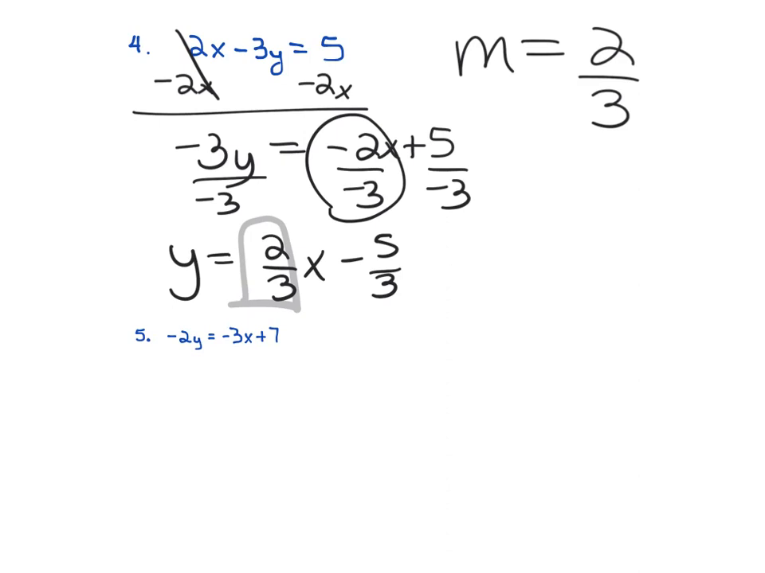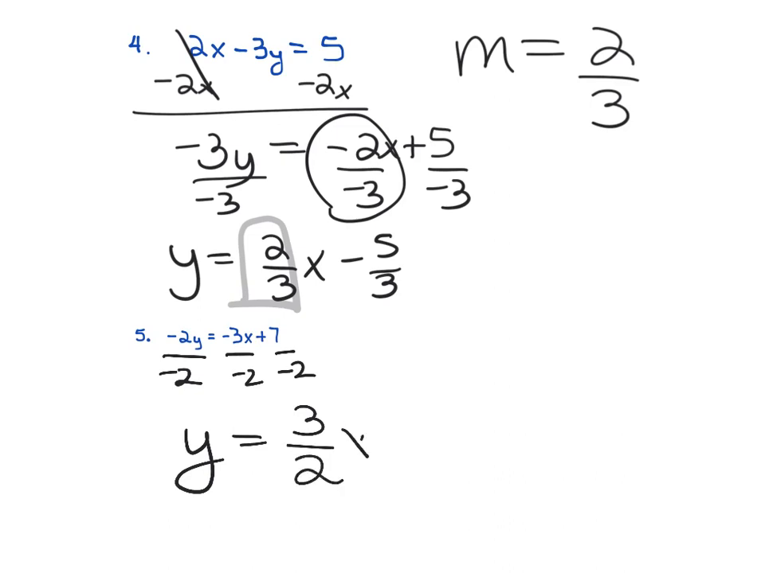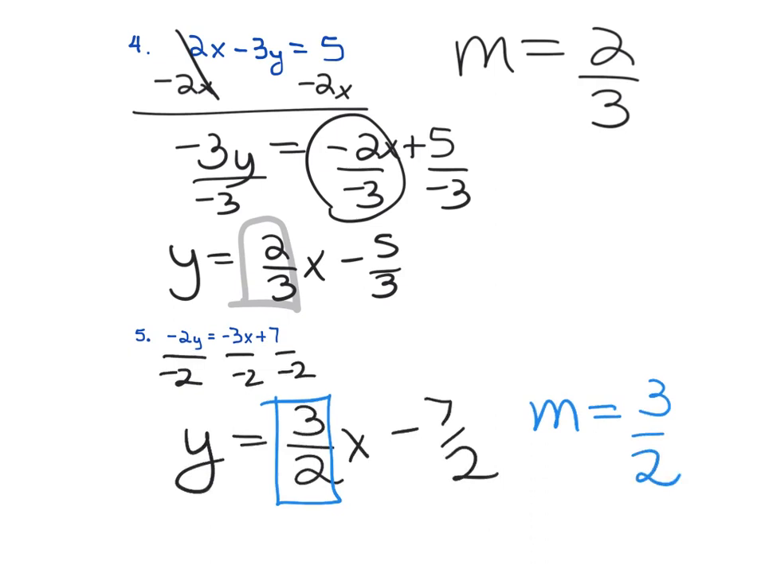Next one, again, I've already got y isolated, so all I have to do is divide by negative 2. So y is equal to, and again, negative divided by negative, so this will become positive 3 over 2, and then minus 7 over 2. And again, the slope is what's in front of x, so the slope of this line is 3 over 2. After you plot your y-intercept, if you wanted to graph it, you'd graph negative 3.5. From that negative 3.5 on the y-axis, rise 3, run 2.